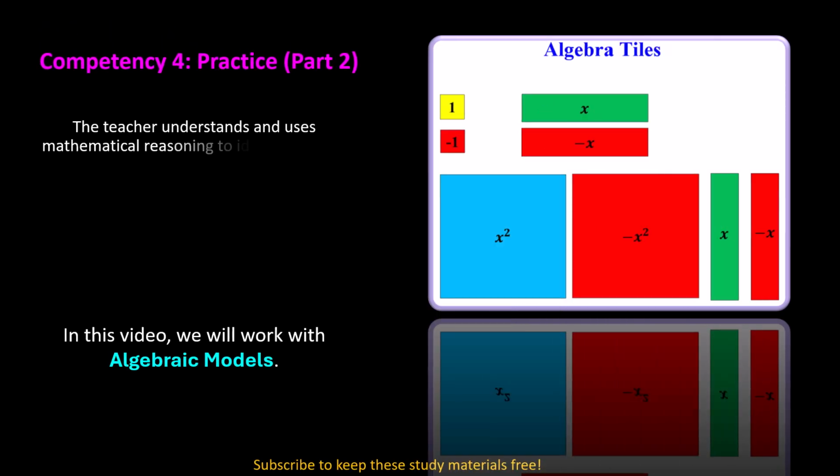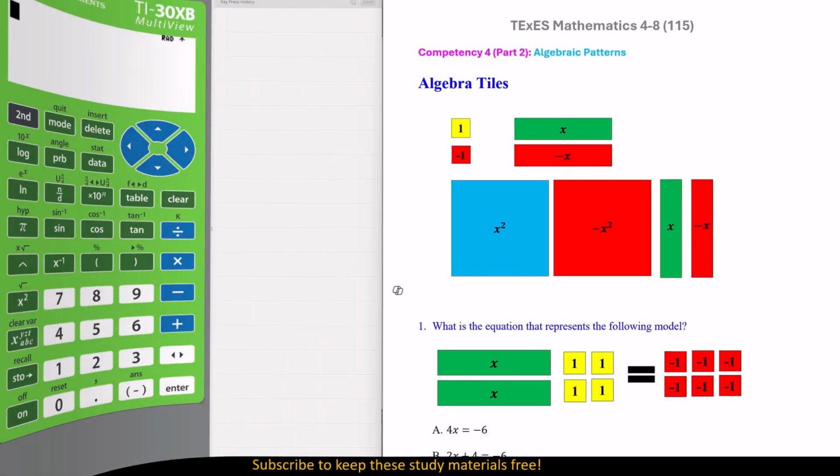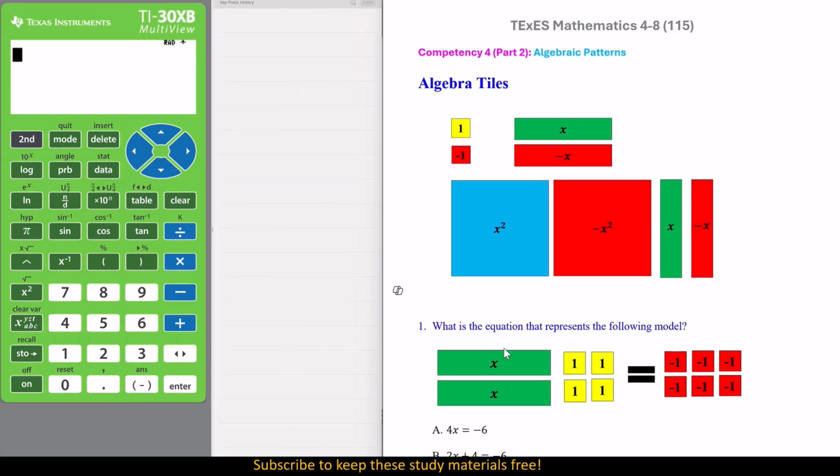Welcome to part 2 of Competency 4. In this video, we will work with algebraic models. Before we begin, make a note of the key that we're using. When you take a test, they will give you a key or they'll make it very obvious which tiles are negative and which are positive. You really have to work with the algebra tiles to discover their actual meaning in different cases, but for our purposes, it'll be pretty simplistic.